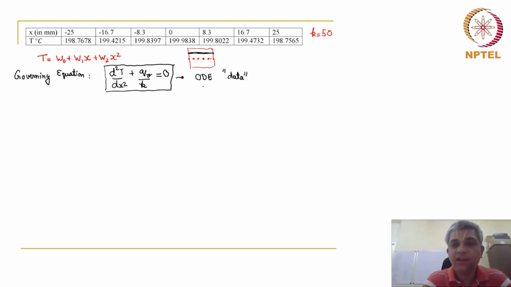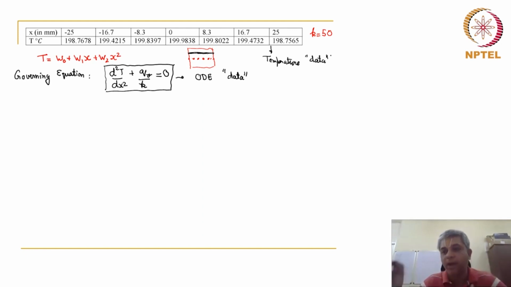Apart from that, this is actual temperature data which I measured on the ground. This is temperature data. Okay, so two different types of data, ODE data, temperature data. And I want to incorporate both these in a machine learning framework or in an optimization framework and try to find out what is the appropriate QV.